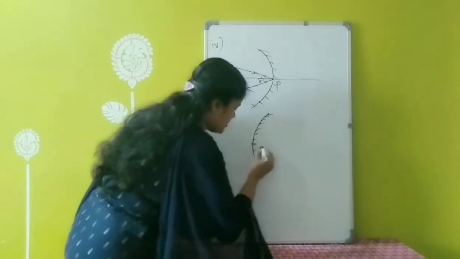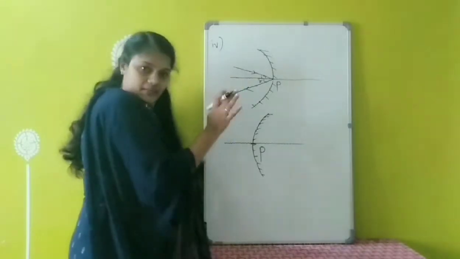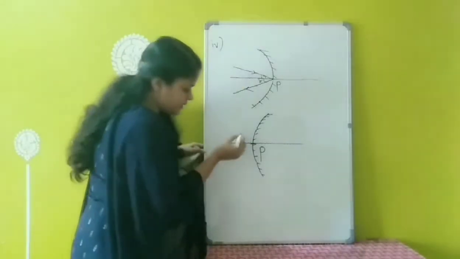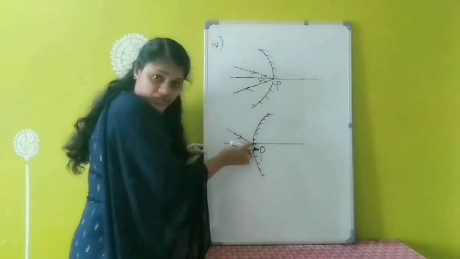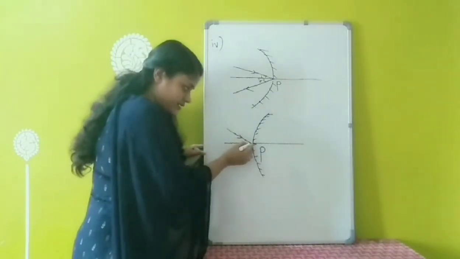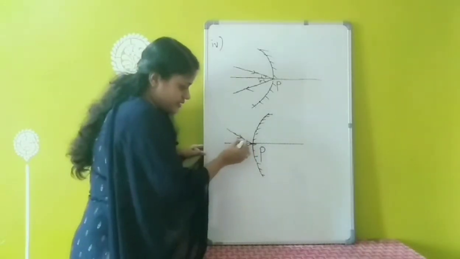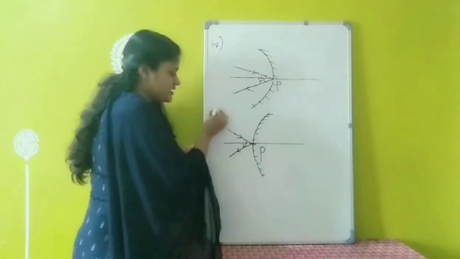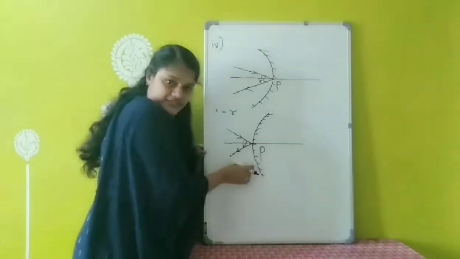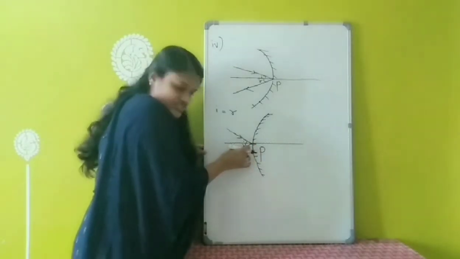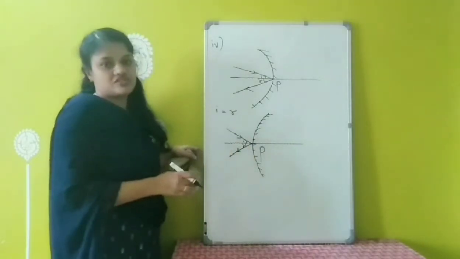Pole, principal axis. Here the point is the same only. A light ray which falls obliquely on the principal axis reflects back making the same angle. That means this is I and this is R, and always I must be equal to R. A light ray which falls obliquely on the principal axis at the pole, after reflection passes obliquely making the same angle. That is I must be equal to R. So this is the fourth rule.